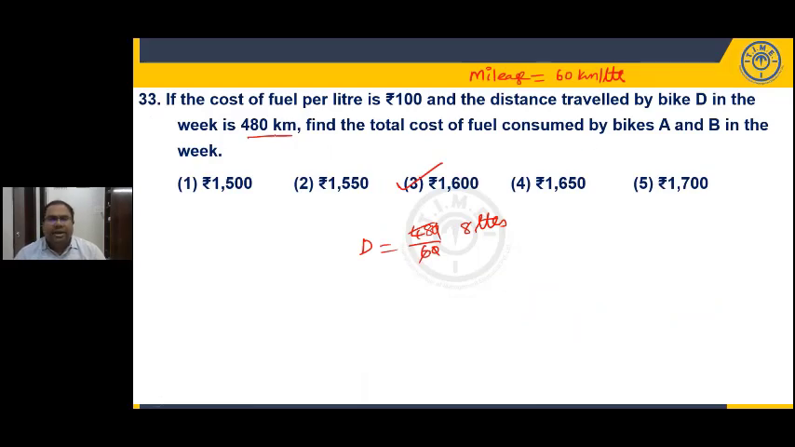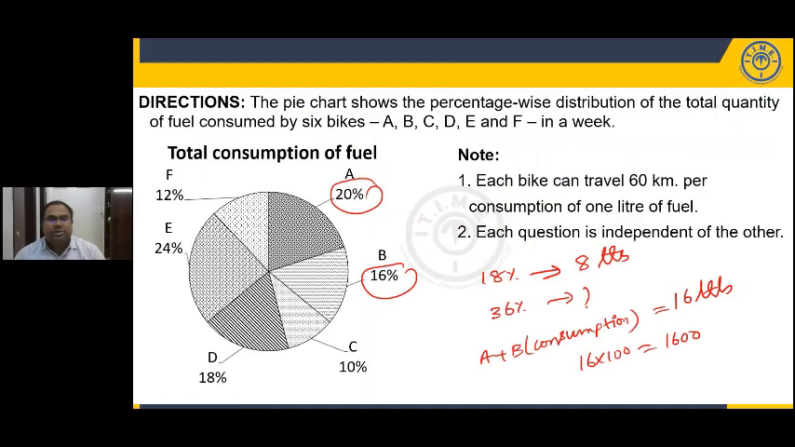D traveled 480 kilometers, 60 kilometers per liter. So 8 liters is D. A plus B consumption is 36%, double number, 16 liters. 1 liter 100 rupees means 16 liters, 1600.